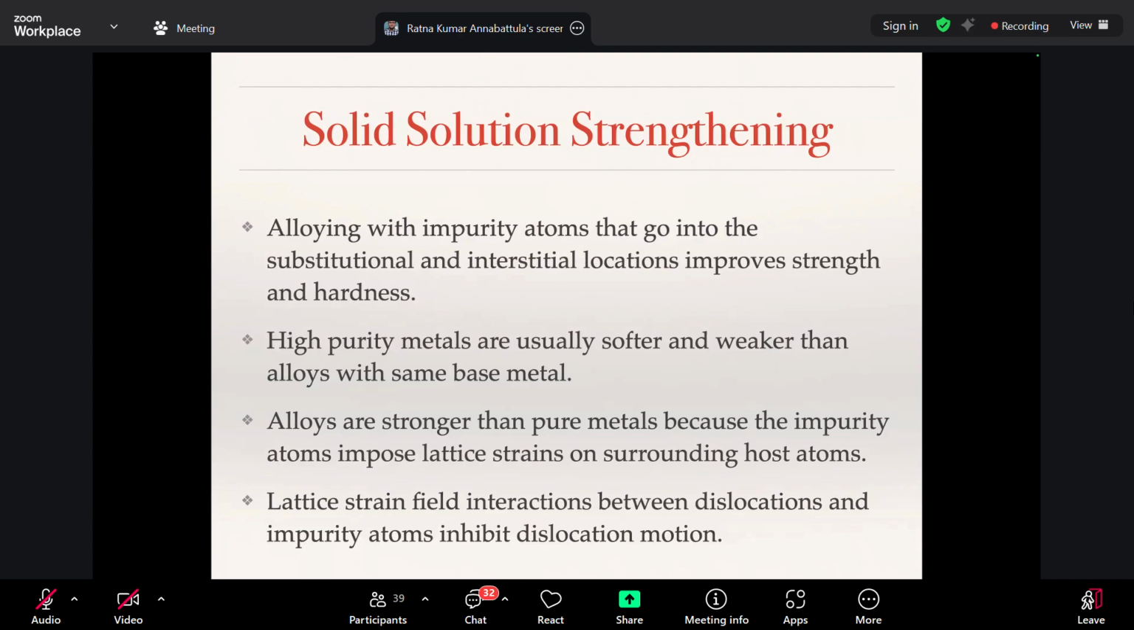So alloying with impurity atoms that go into either substitutional or interstitial locations will improve the strength and hardness. Why? Because when the dislocations are moving, they see a new atom, that means a new stress field in the material, and hence they immediately need to adjust to the new stress field. That means you will see a resistance to the dislocation motion. And that is what we call solid solution strengthening.